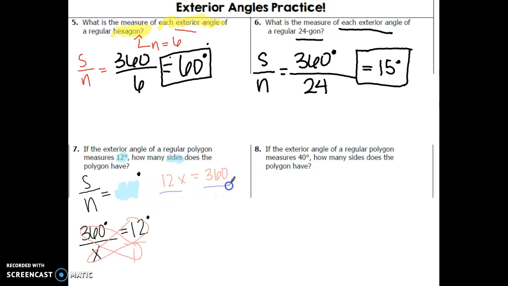Last step to solve for our x, let's divide both sides by 12. And when we do that, we know that we have 30 sides. So this would be a 30-gon.